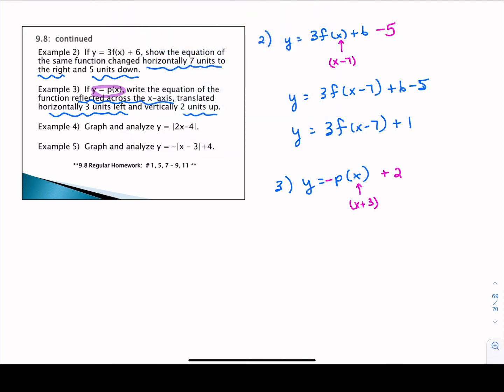So if I were to write this equation properly now, we have y equals negative p of x plus 3, so we've got that x plus 3 in brackets, plus 2 afterwards, because we know if we add 2 afterwards, that indicates a vertical change, and in this case, that's 2 units upwards. So that's your final answer of our translated or transformed equation.